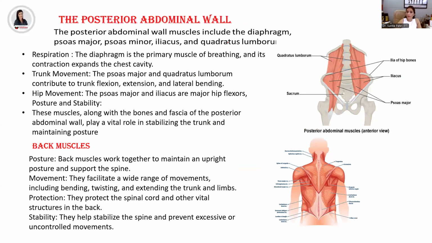We have not only the abdominal and lateral muscles, the anterolateral muscles, we also know that we have posterior abdominal muscles present, like the psoas major, minor, iliacus, quadratus lumborum, even the diaphragm, which is also present on the top. They all help in respiration, trunk movement, hip movements. They help us in providing stability to the spine, postural stability, protection to our internal organs. They are facilitating the movements, everything. So these back muscles are very important.